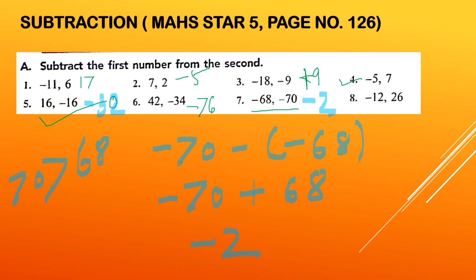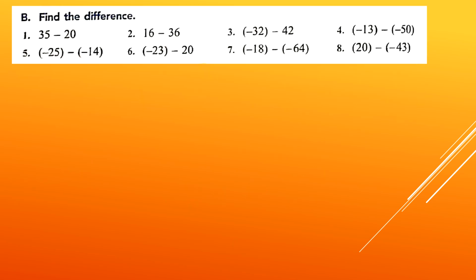Okay, so let me know how you are going to do question number 8. I would love to see your answers. So find the difference here. This one is easy, as you can see. This is 35 minus 20, it is 15. Then we have got 16 minus 36. The absolute value is 16 and the absolute value is 36. This one is opposite sign.